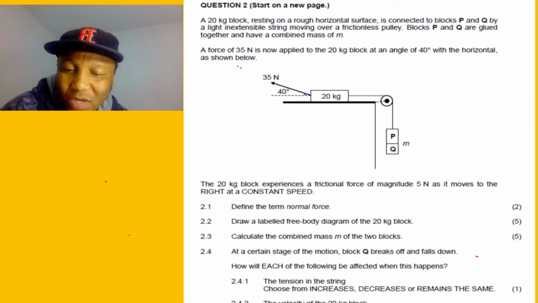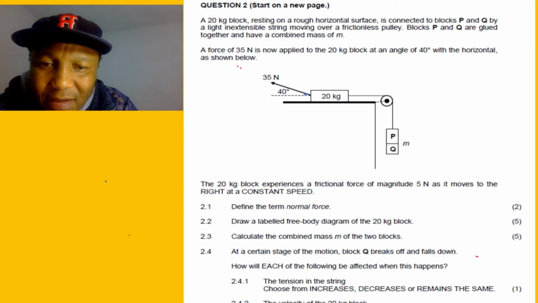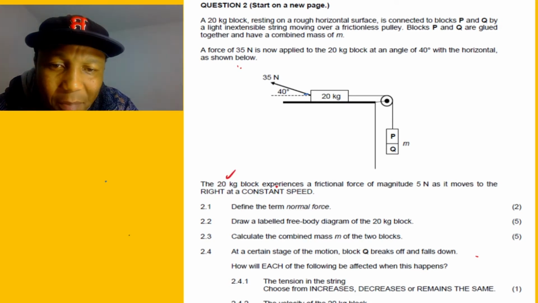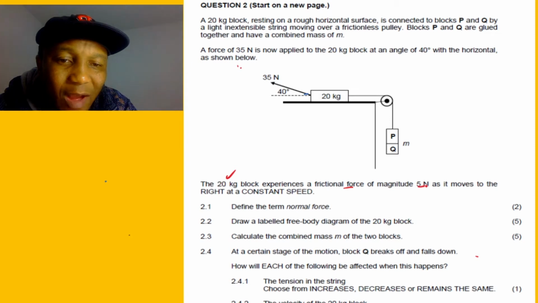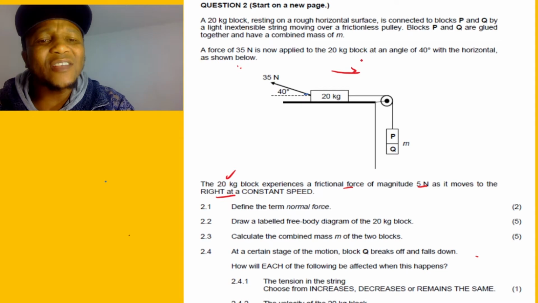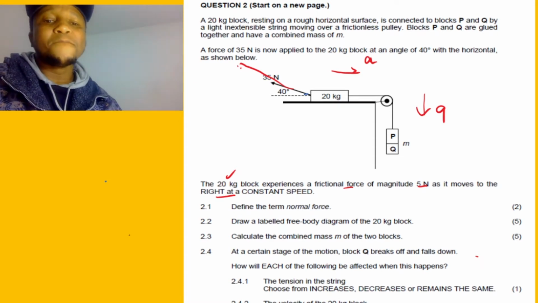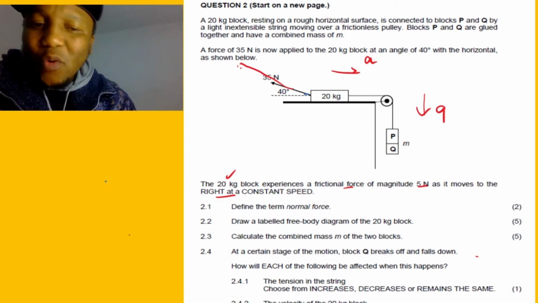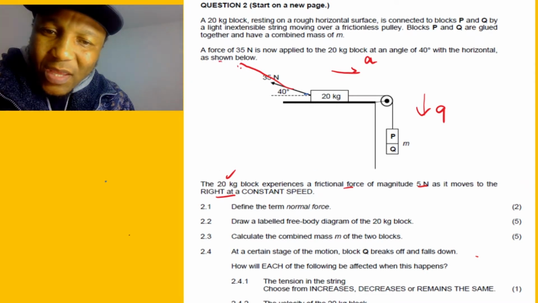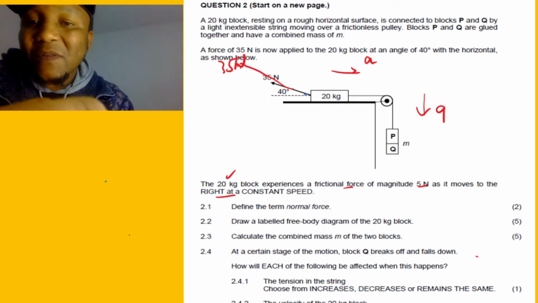You see? Now let's get to the question and solve it. It's easy. They say here the block of 20 kilogram has been experiencing a friction force of 5 Newton as it moved to the right. So it seems like this was accelerating to the right. That's why we have to pull it back, with what? 35 Newton.